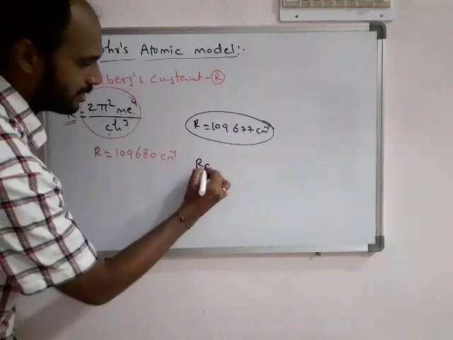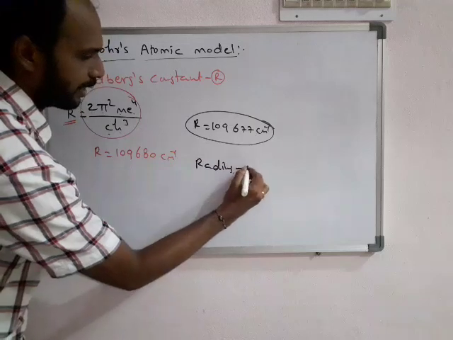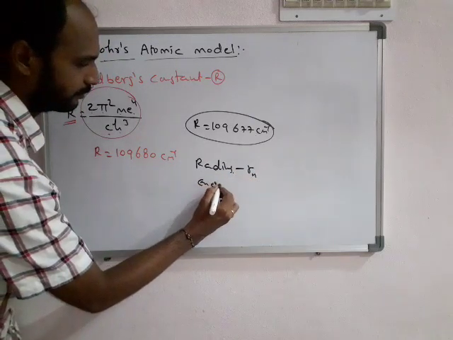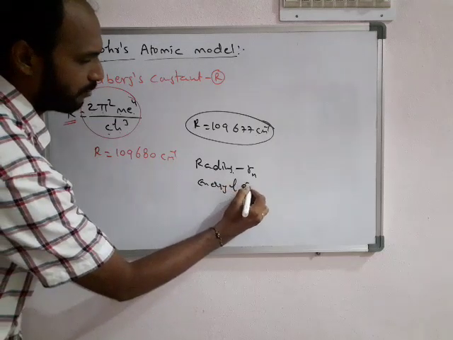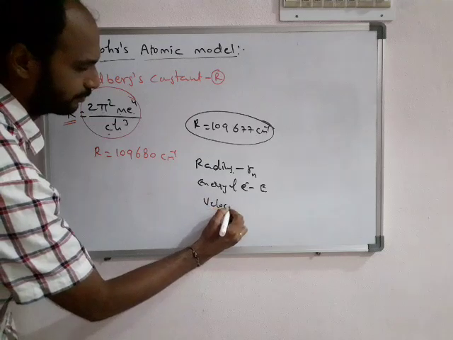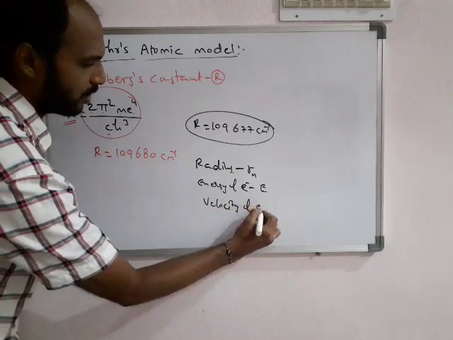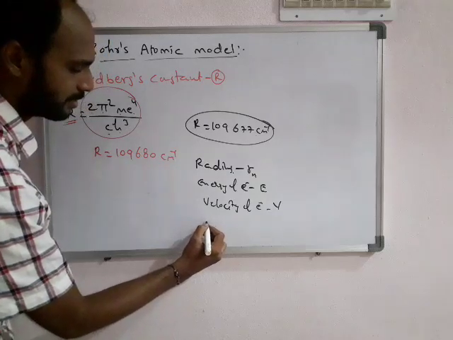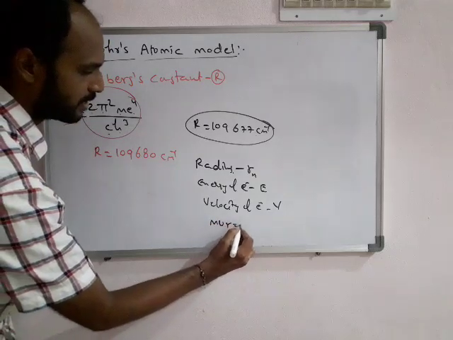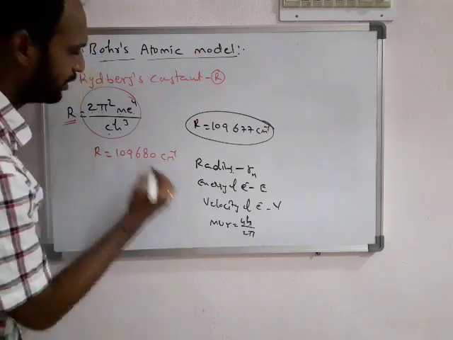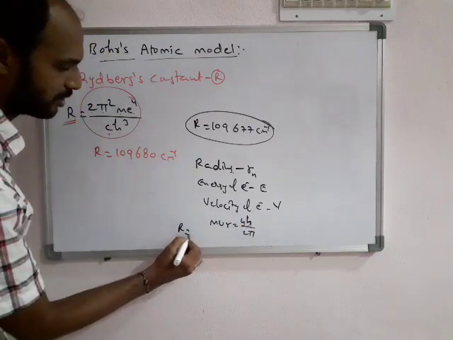ఇప్పుడు దాకా మనం డిస్కస్ చేసిన దాంట్లో రేడియస్ కి ఈక్వేషన్ వచ్చింది, ఎనర్జీ ఆఫ్ ఎలక్ట్రాన్ ఈక్వేషన్ వచ్చింది, వెలాసిటీ ఆఫ్ ఎలక్ట్రాన్ వచ్చింది. నెక్స్ట్ యాంగులర్ మొమెంటం mvr is equal to nh by 2 pi. Angular momentum equation is there and Rydberg constant equation is also there.